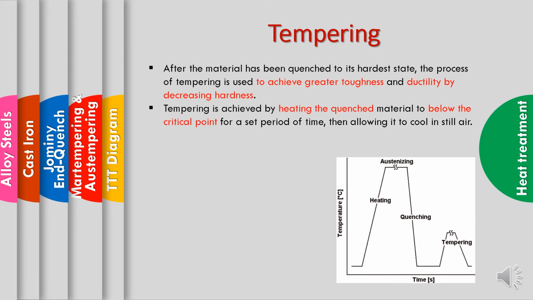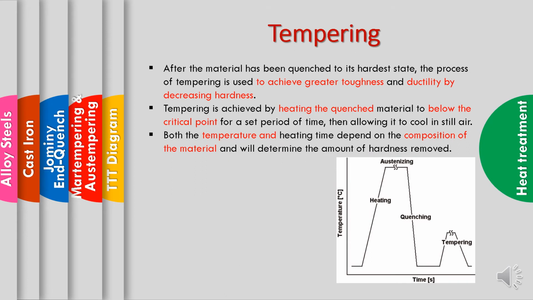Tempering is achieved by heating the quenched material to below the critical point for a set period of time, then allowing it to cool in still air. Both the temperature and heating time depend on the composition of the metal, and will determine the amount of hardness removed. So parameters such as composition, time, and temperature will determine the amount of hardness.